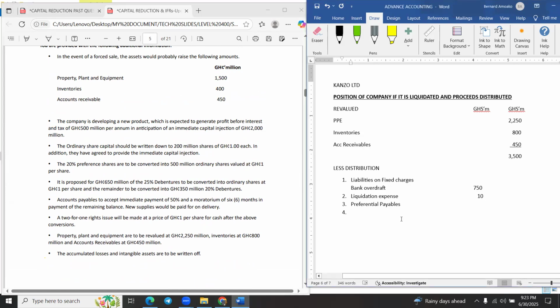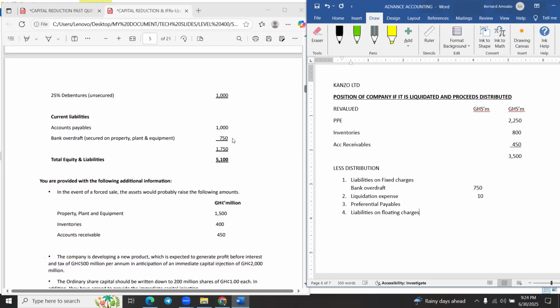Okay, so the next item is what? Point number 4, floating charge. Liabilities of floating charge. Do we have any? We don't have any.